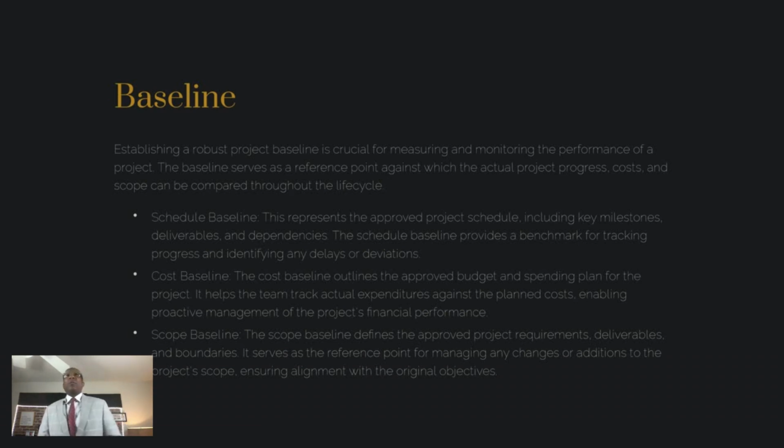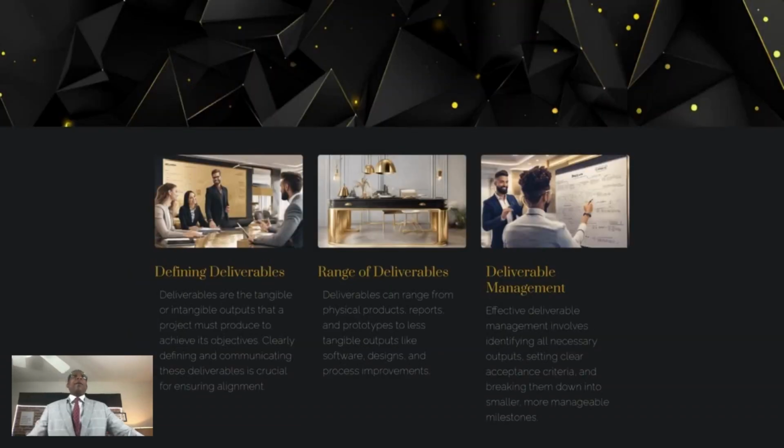So again, schedule baseline is really your approved project schedule. Your cost baseline is really your approved budget or spending plan for the project. And then, of course, your scope baseline is defined as the approved project requirements and deliverables for your actual project. And again, if someone says, hey, are you going to baseline your schedule? It's, like I said, basically locking it in and saying that this project schedule is approved. All right, let's move on to the next item.